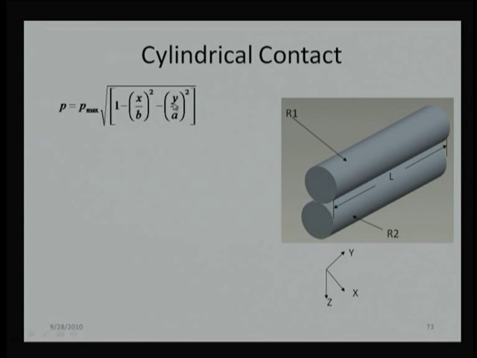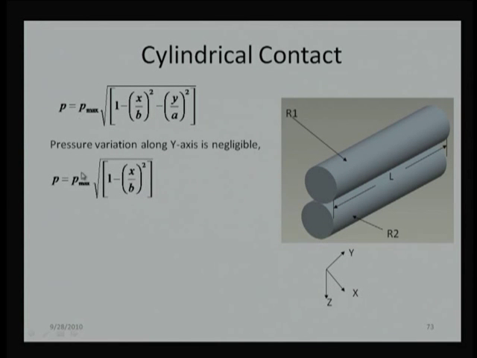You can say that the y by a square term is negligible compared to 1 minus x divided by b square. If we neglect this, the pressure term will turn out to be much simpler, the way we have solved in the previous slide. Same thing. In the previous slide we used the letter R instead of x. In this case we are taking only the rectilinear coordinate system. In the previous slide we considered the polar coordinate system.